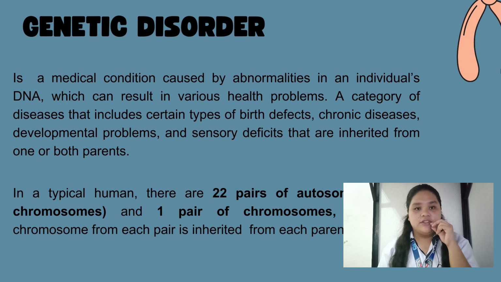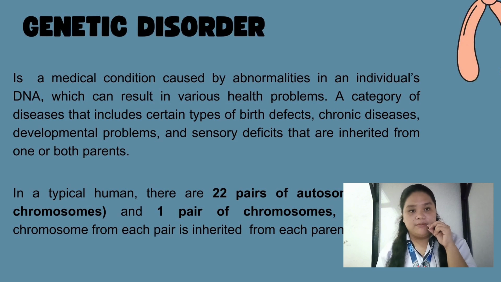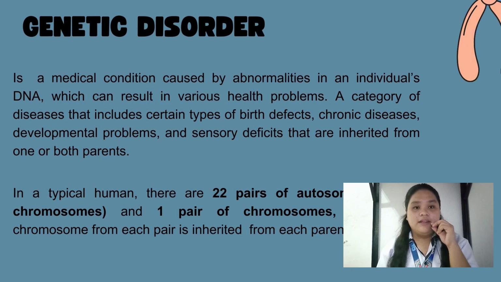Sometimes, genes change due to issues within the DNA or the mutations. This can raise your risk of having a genetic disorder. Some cause symptoms at birth, while others develop over time. In a typical human, there are 22 pairs of autosomes or non-sex chromosomes and one pair of sex chromosomes, where one chromosome from each pair is inherited from each parent.